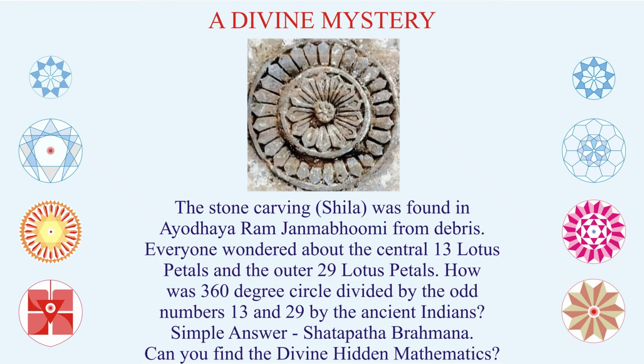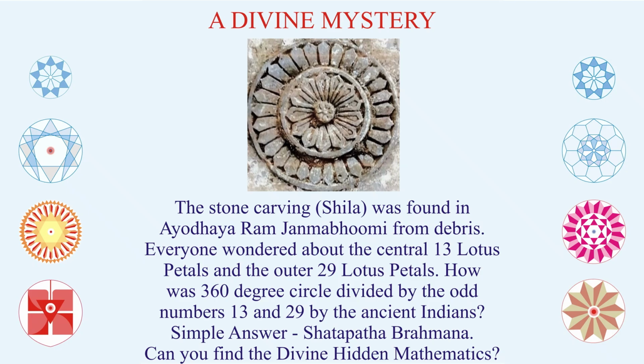Now, a divine mystery, as I call it: the stone carving Ashila was found in Ayodhya, Ram Janmabhoomi, from the debris. Everyone wondered about the central 13 lotus petals and the outer 29 lotus petals. How was the 360 degree circle divided by the odd numbers 13 and 29 by the ancient Indians? This was the question. And unfortunately, no mathematician, no architect, no engineer, no individual answered that question after it was dug up, and it's a big history.